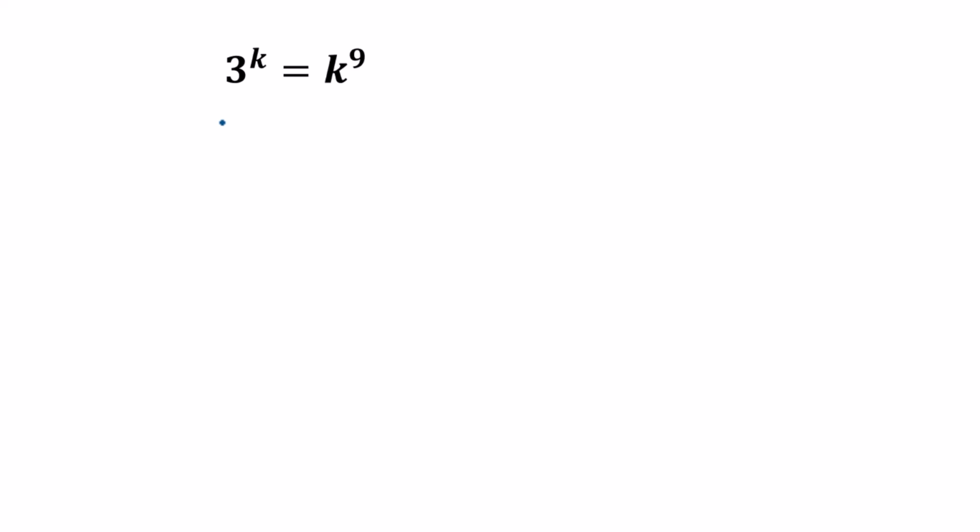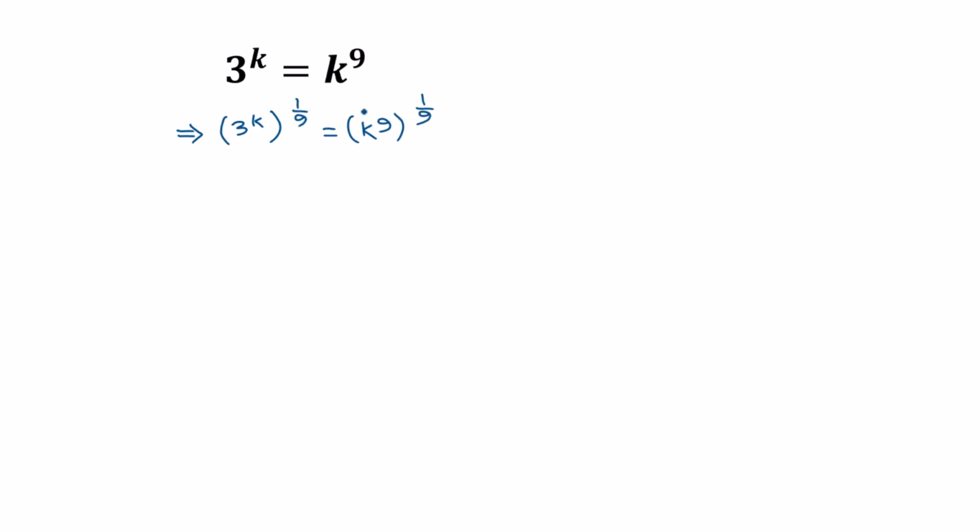Hello everyone. In this video, I am going to show how to find the value of k, where 3 to the power k is equal to k to the power 9. Raising both sides to the power of 1 over 9, we can write the left side, 3 to the power k, whole to the power of 1 over 9, is equal to the right side, k to the power 9, and whole to the power of 1 over 9.